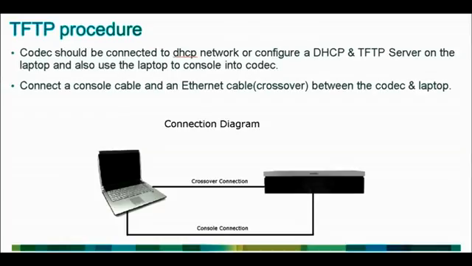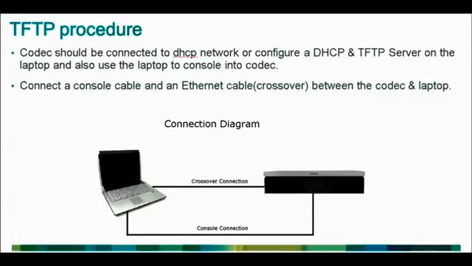There are two ways to recover the endpoint from boot failures. One is you connect the codec to a DHCP enabled network so that the codec can get the IP from the network, and we use one of the laptops on the same network and we can push the software. The second option is to connect the laptop directly to the LAN port of the codec, and we set up a DHCP server on the laptop itself.